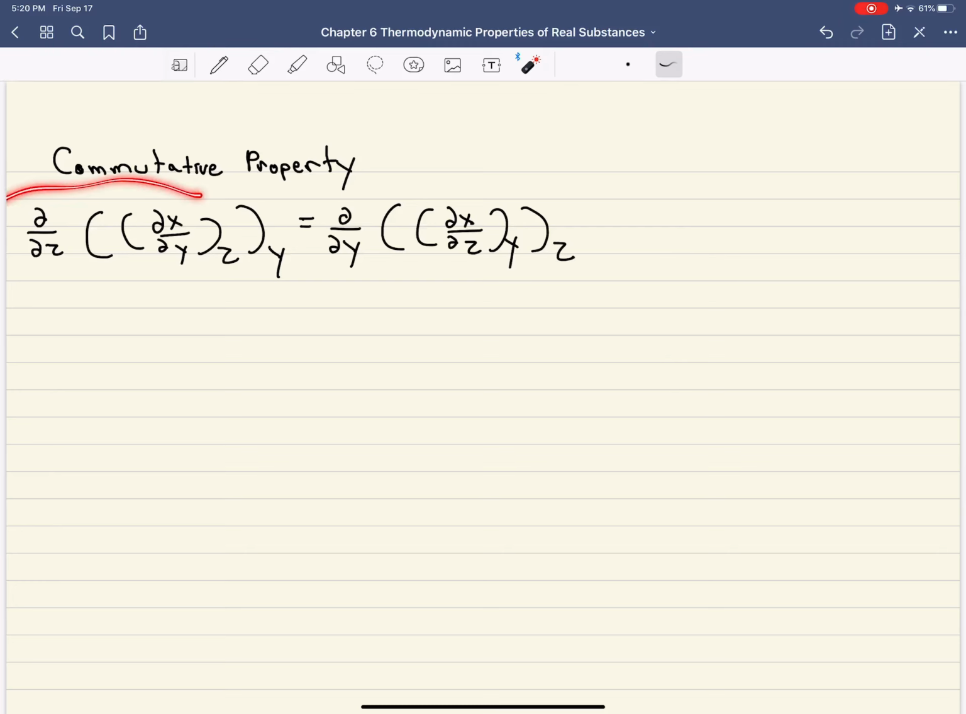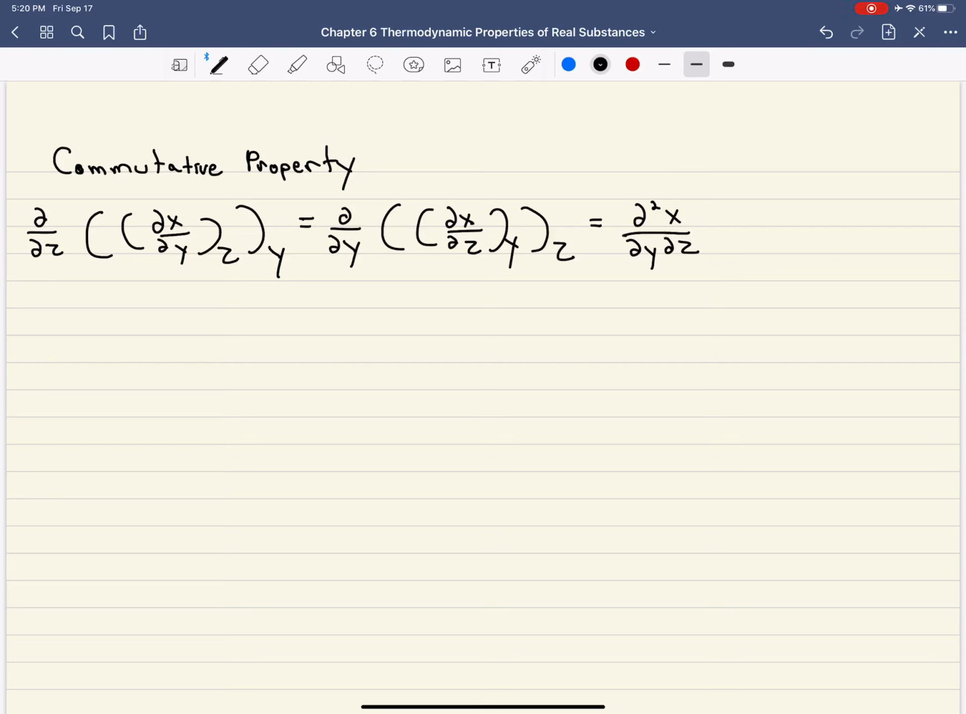So here, if we took the derivative of y first and then the derivative of z, the commutative property tells us that's equivalent to taking the derivative of z first and then taking the derivative of y. Or otherwise, both of these are equal to the second derivative of x, dy dz. So the commutative property just tells us that the order of our second derivatives doesn't matter.